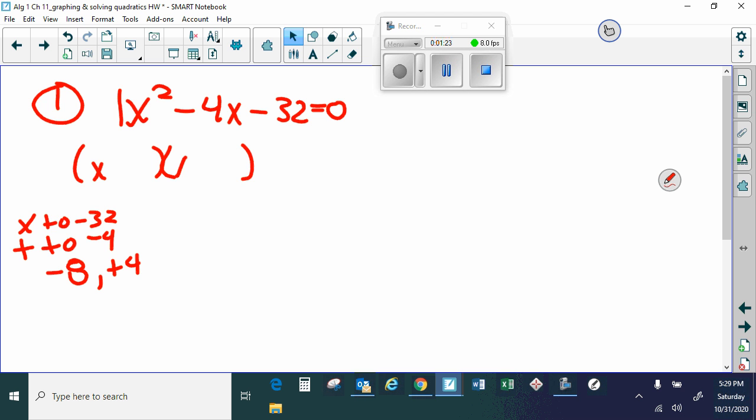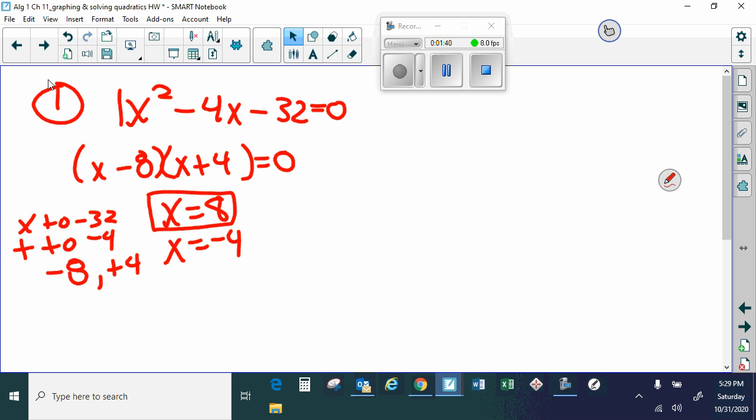The square root of x squared is x, so it's x and x. One is a minus 8, one is a plus 4. That's equal to 0. Set each factor equal to 0 now. So I get x equals 8 there, and x equals negative 4 for the second one. That means these are my 2 solutions, also called roots, also called zeros, also called x-intercepts.